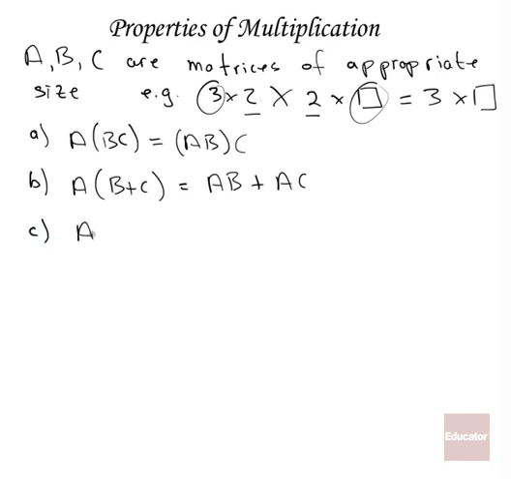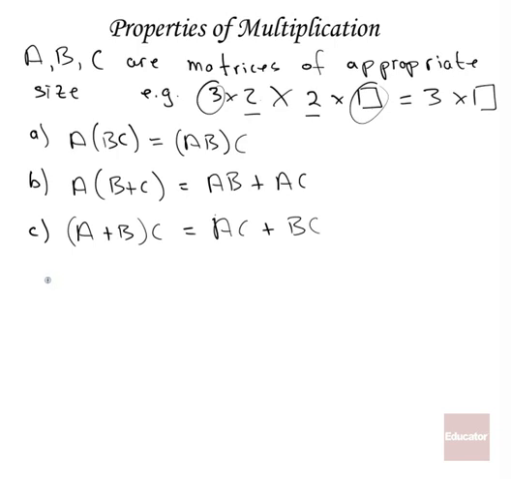A plus B times C equals AC plus BC. That's just the distributive property in reverse. Okay, let's do an example here.